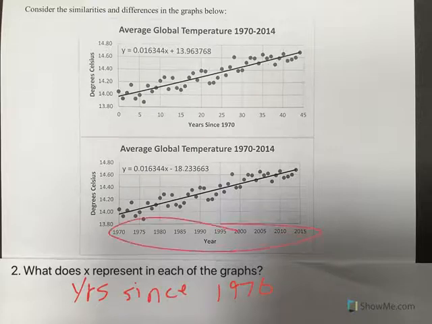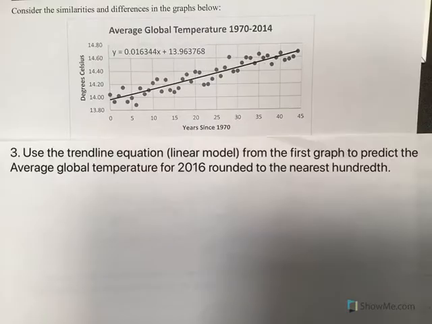Right? That's our x-axis. Use the trendline equation from this first graph to predict the average global temperature in 2016, rounded to the nearest hundredth. Now, remember that in this one, 1970 means x equals 0. So 2016, well, how many years later is that? 46. So we're going to use an x value of 46.